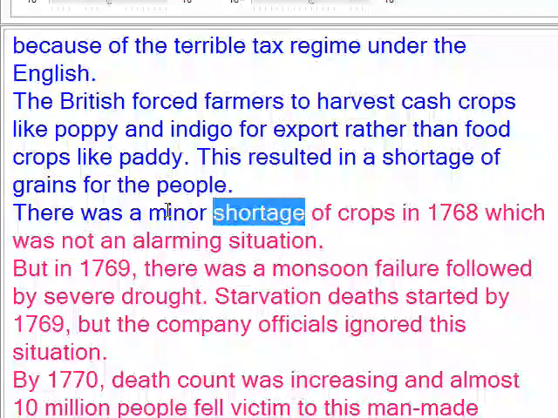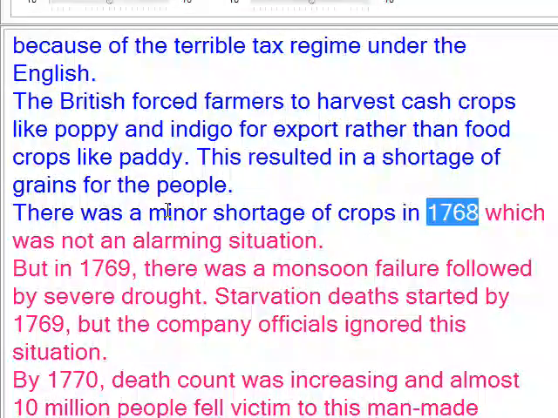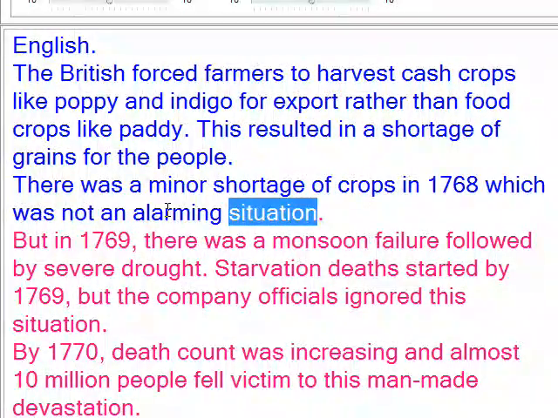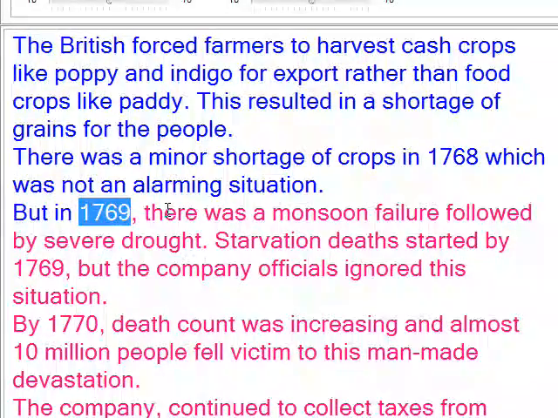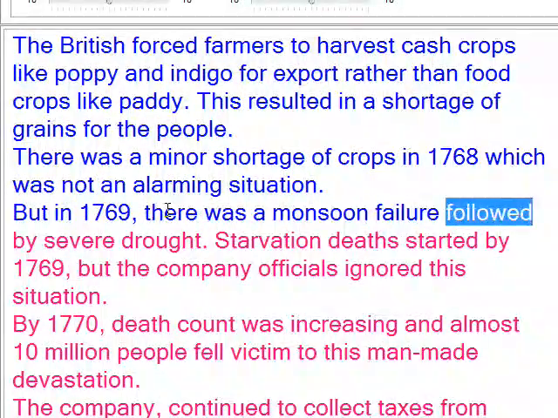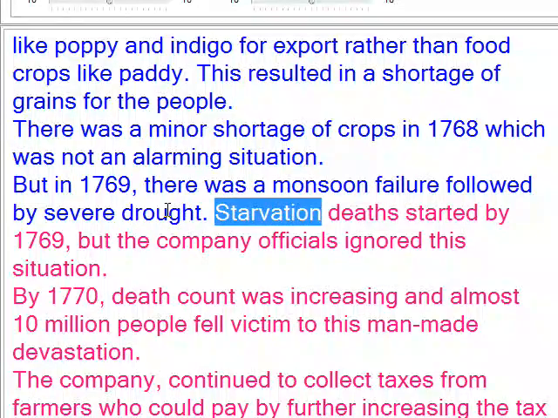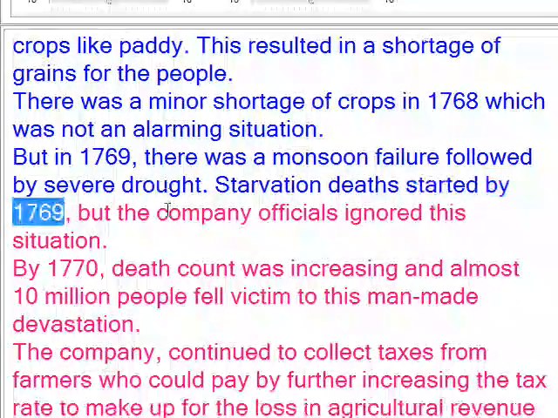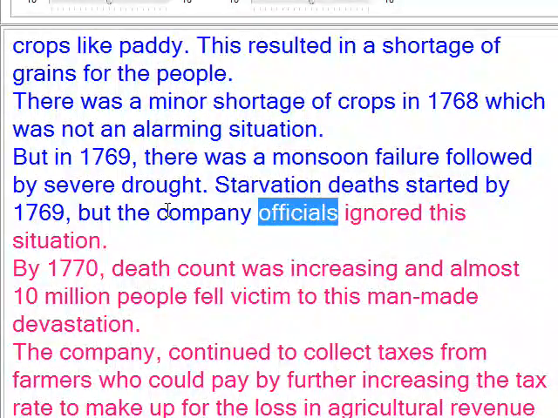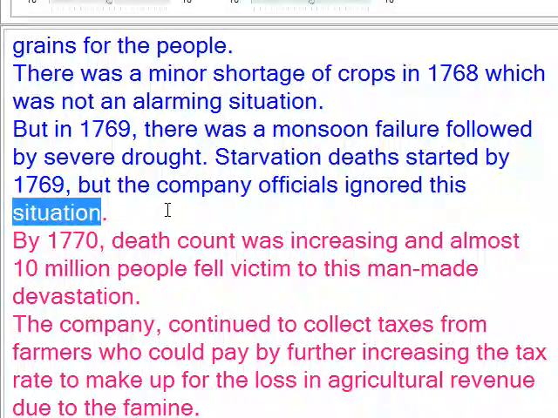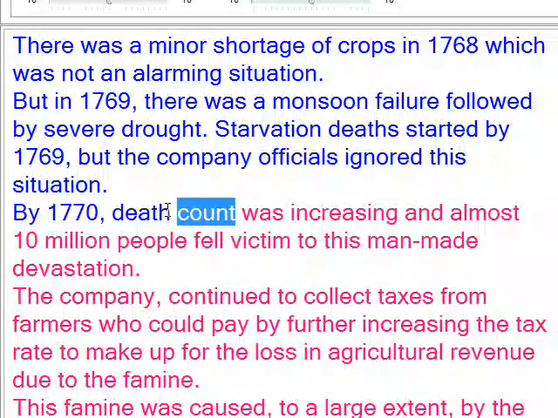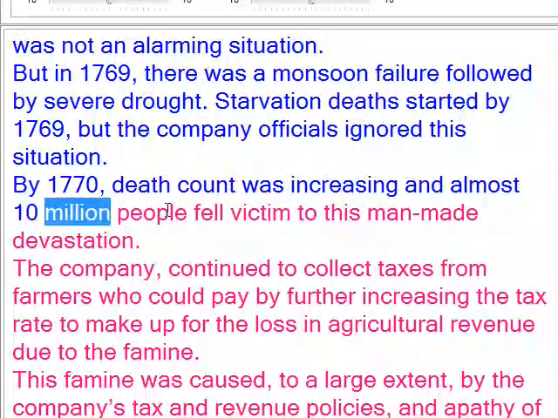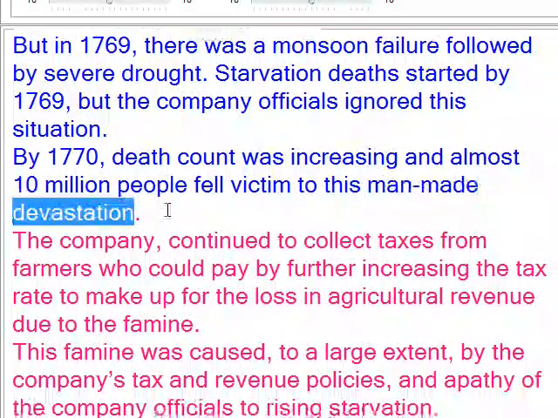There was a minor shortage of crops since 1768, which was not an alarming situation. But in 1769, there was a monsoon failure followed by severe drought. Starvation deaths started by 1769, but the company officials ignored this situation. By 1770, the death count was increasing and almost 10 million people fell victim to this man-made devastation.